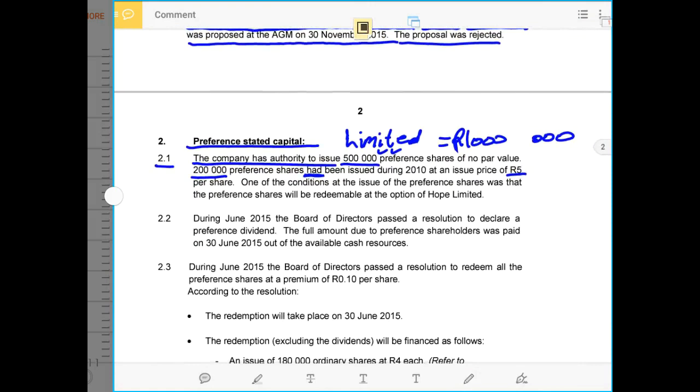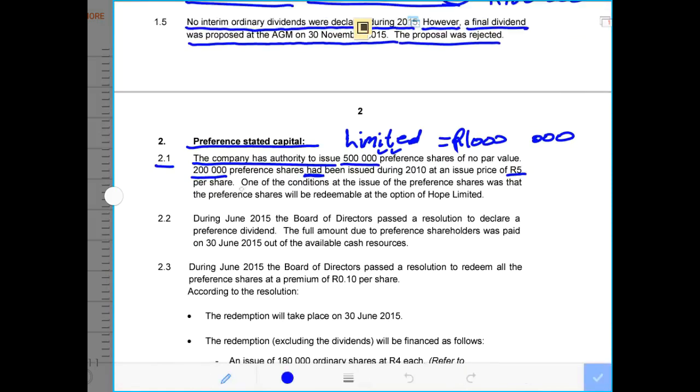So that's where the R1 million is coming from: the 200,000 shares that were issued at the price of R5 per share. Then they further say to us that one of the conditions at the issue of the preference shares was that the preference shares will be redeemed at the option of Hope Limited. The reason why this is always very critical to be emphasized is because whenever the shares are redeemed at the option of the company, then those shares will be recorded as equity. However, if the shares are redeemed at the option of the shareholder, then they become a liability. However, because the redemption is at the option of the company, or when the company decides to do so, it will be recorded as equity.